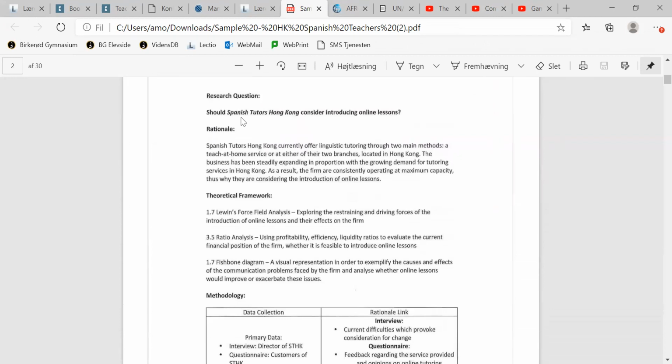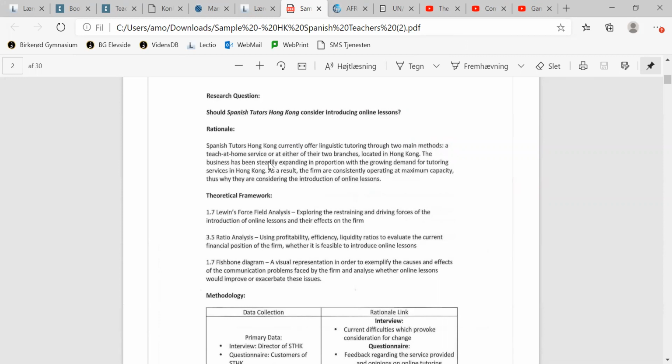Page 2, research question. You need a research question. You just rewrite your research question. And then the most important thing, the rationale. So remember, rationale: why is this topic important?